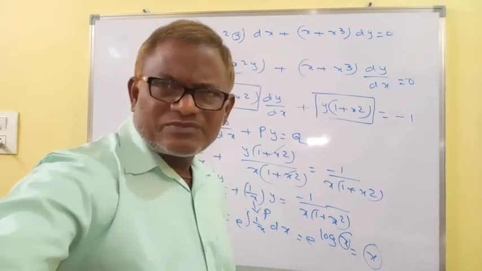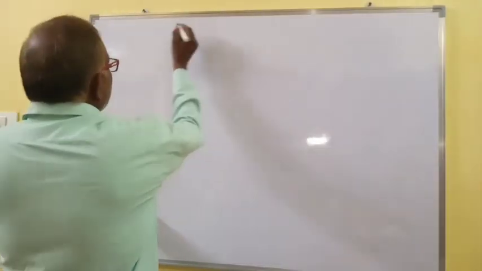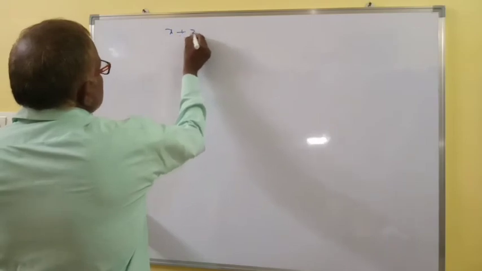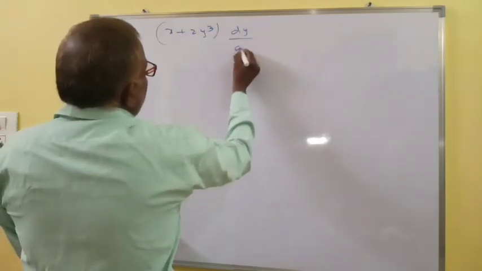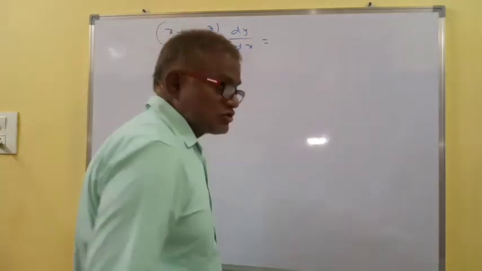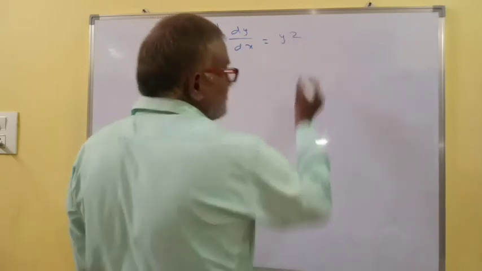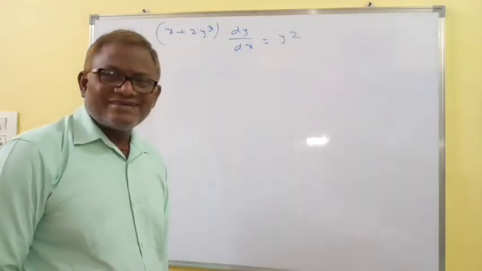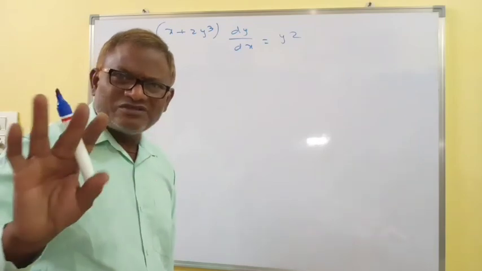Okay, next problem. Another one: x plus 2y cube into dy by dx is equal to y square. No confusion about this one.